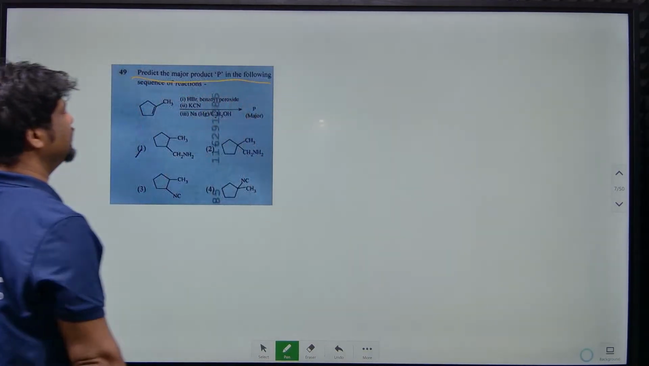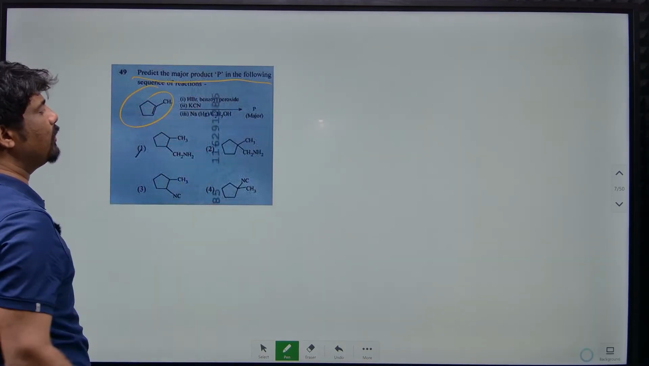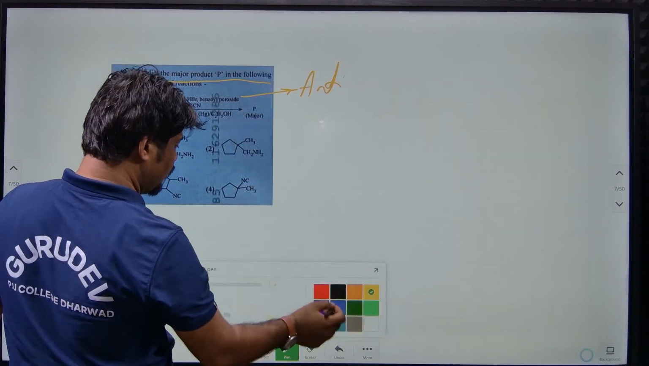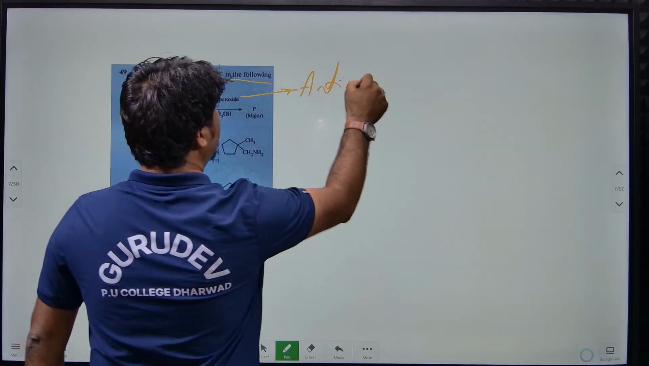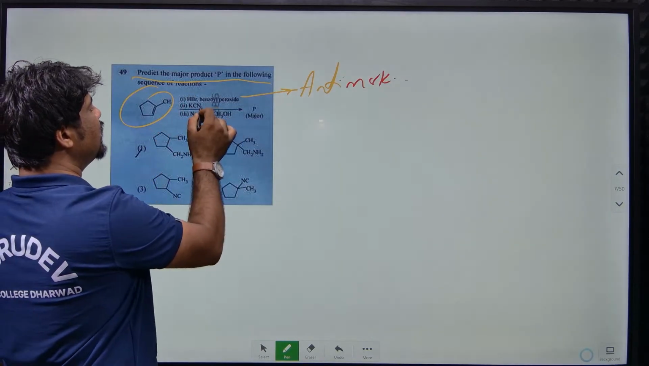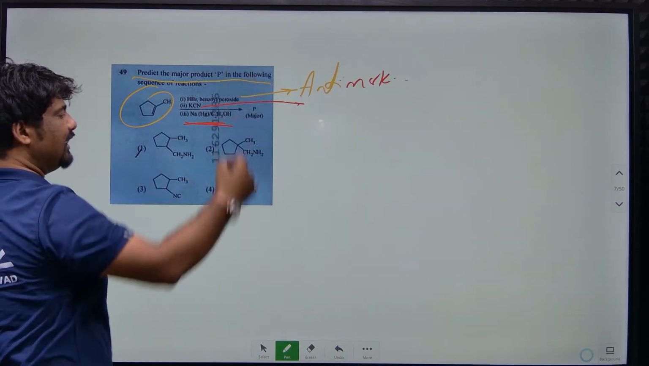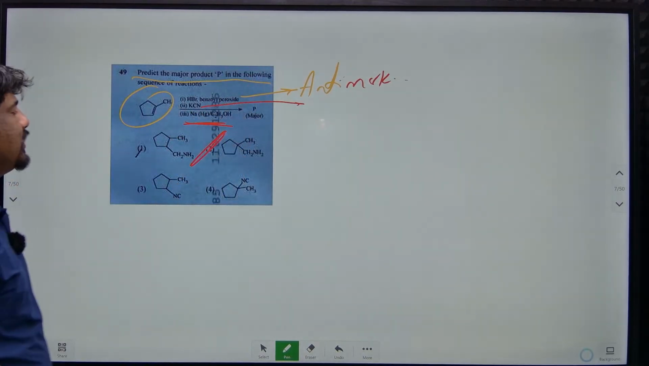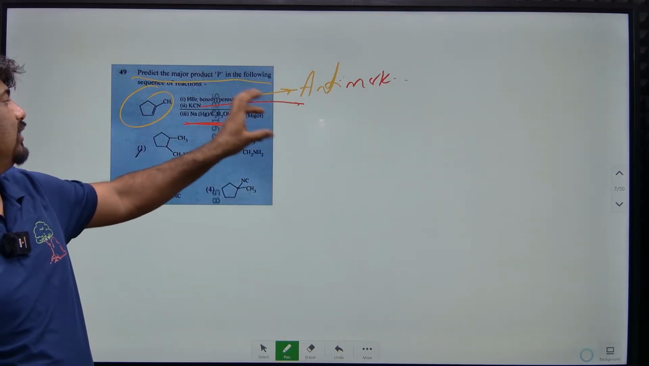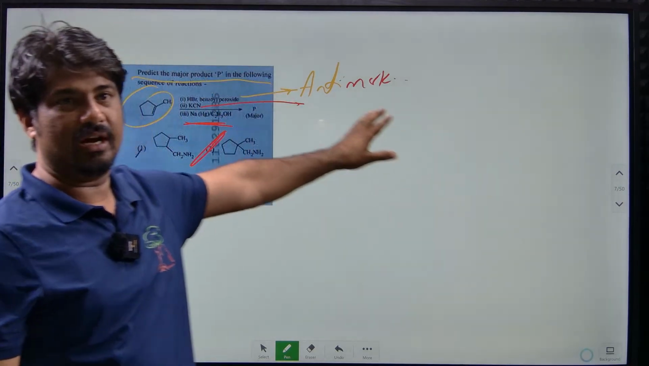Predict the major product P in the following sequence. When this molecule is treated with HBr in the presence of benzoyl peroxide, it follows the anti-Markovnikov's rule. By following the anti-Markovnikov's rule, it undergoes addition of HBr, then it is treated with hydrogen cyanide followed by sodium. On writing the reaction, we get option 2 as the right answer for the question. Tomorrow I am going to give the complete reaction, how the reactions take place to give this product, and the complete information about the reaction.